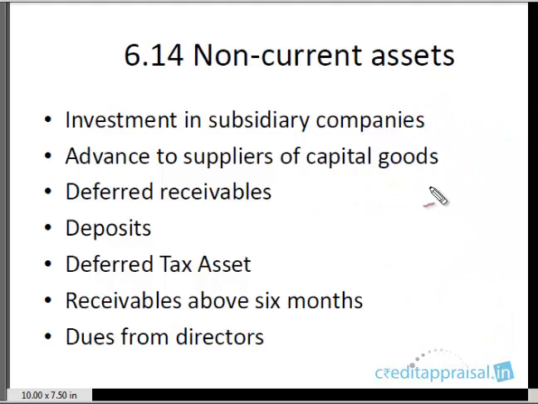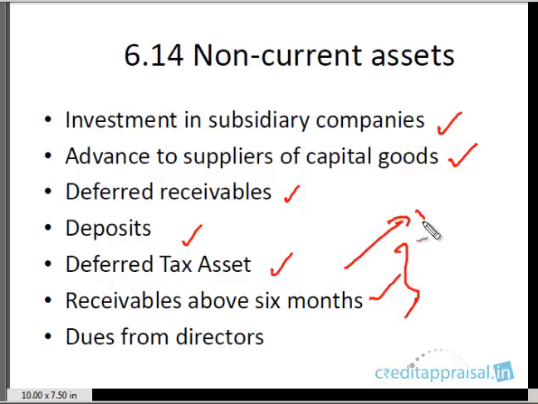These are the various items that you can possibly encounter under non-current assets. You have investments in subsidiary companies, advance to capital goods suppliers, deferred receivables, deposits, deferred tax asset, receivables above 6 months. These two we have actually discussed a bit in the earlier segment, right? Deferred tax asset we have discussed under deferred tax liability. This is just the opposite effect of deferred tax liability.